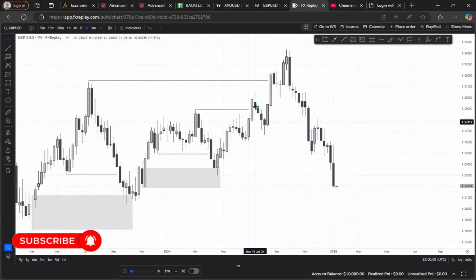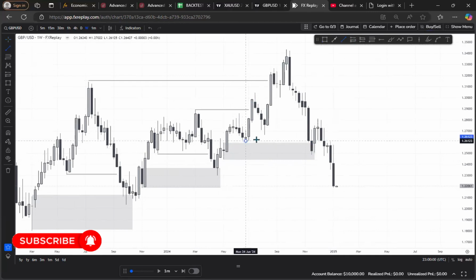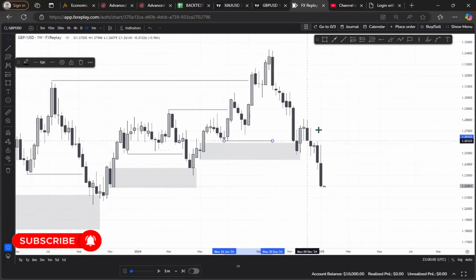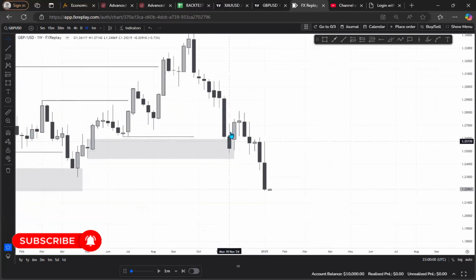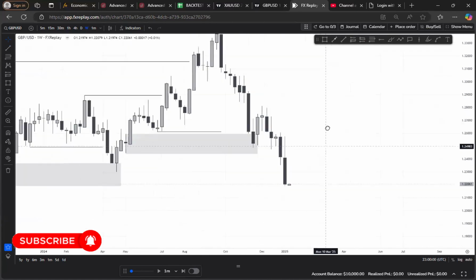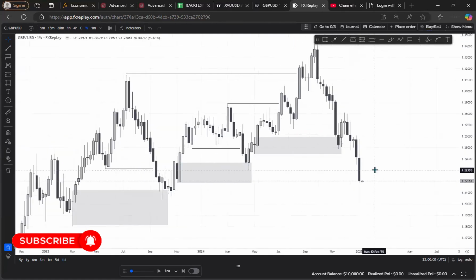Again, before price took out this high, price printed an internal liquidity inside here. An internal liquidity before price pushed to the upside. Now, if you notice when price got to this area here, price reacted here before failing this level, meaning that price has switched from being bullish to bearish.